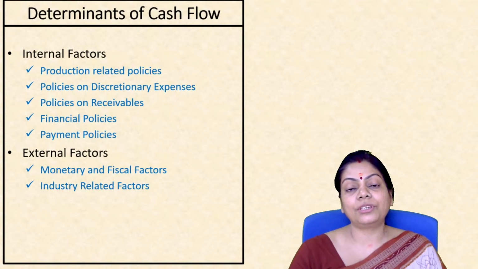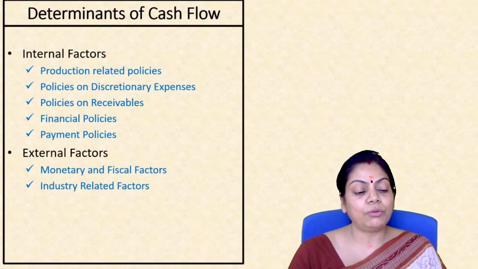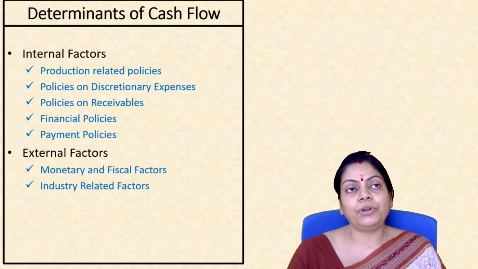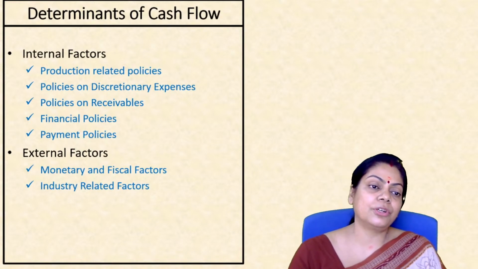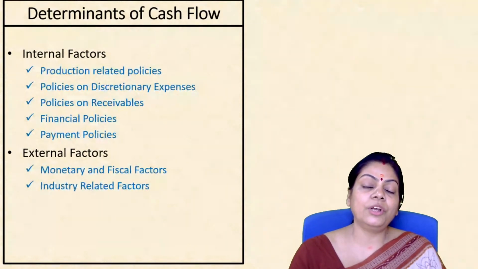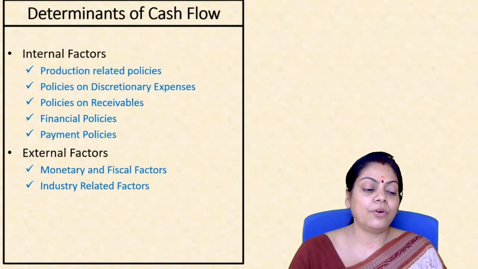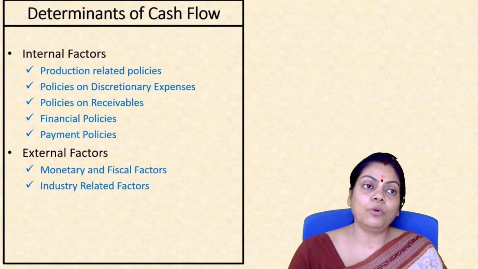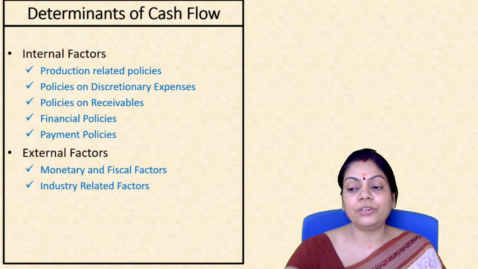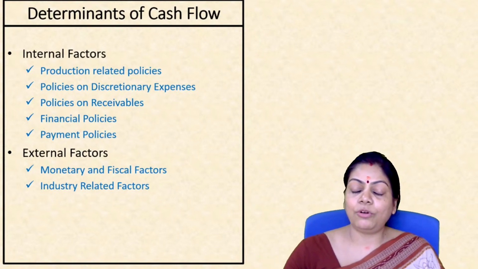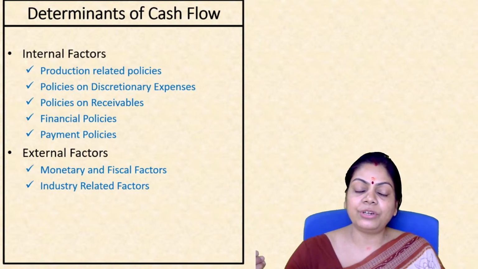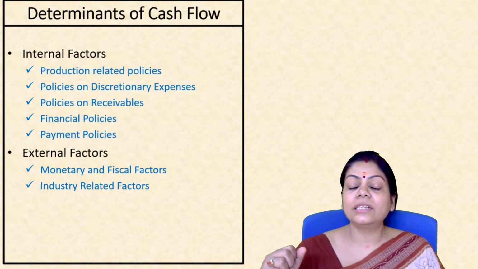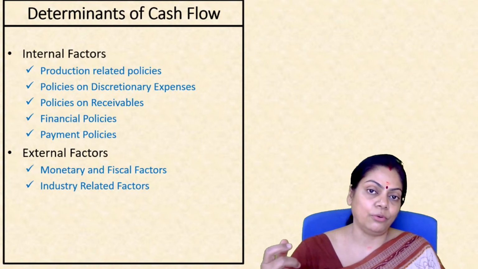The production related policies, for example. You are going to, let us say, step up your production, or you are going to hold up your production for a few days, or you are going to go for piling up of the inventories, or you are going to go for automation and operate with a just in time kind of inventory. So that decides what will be the cash flow.